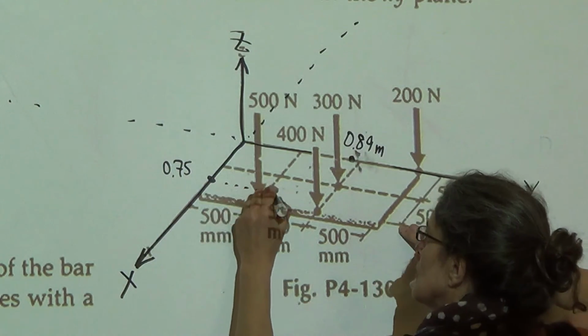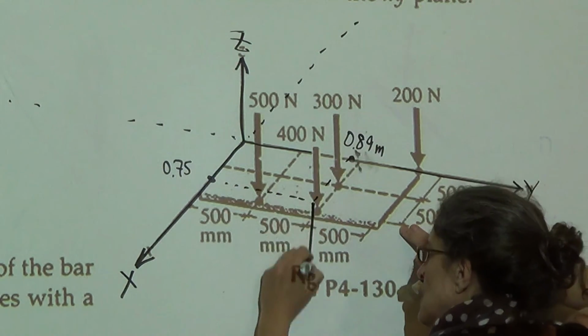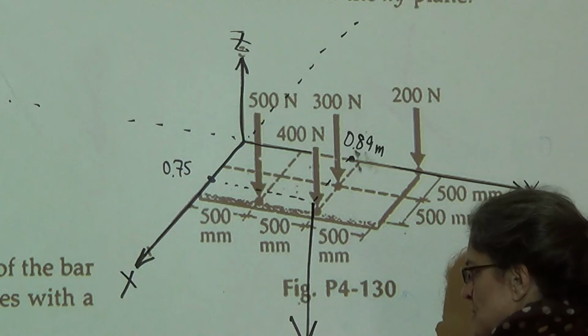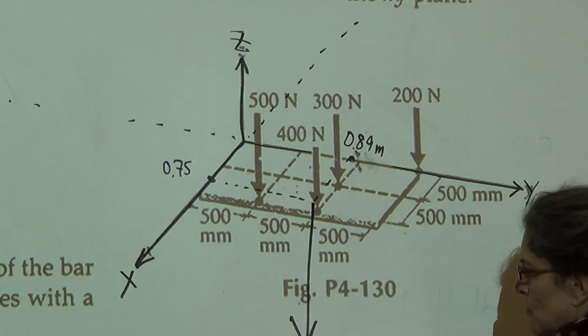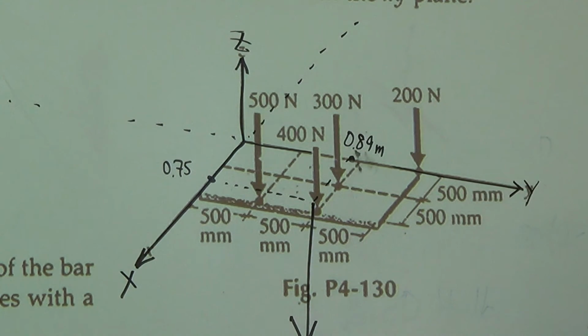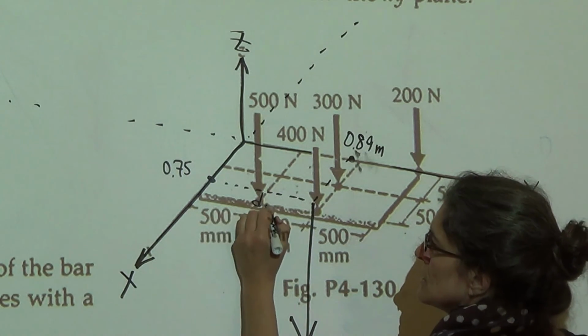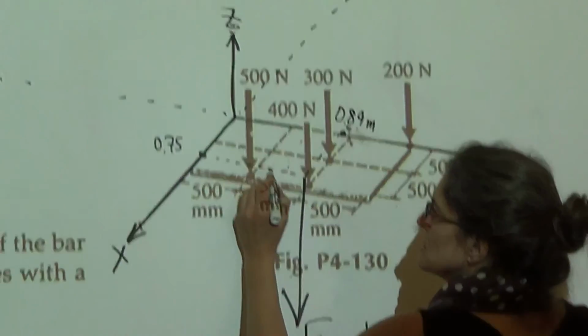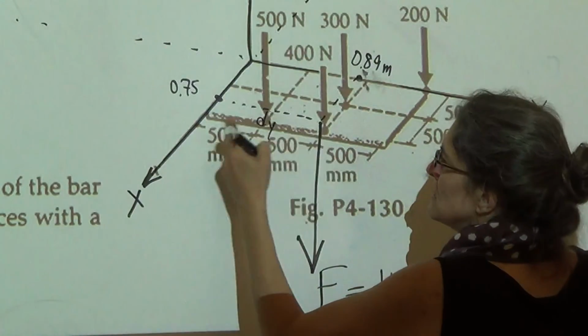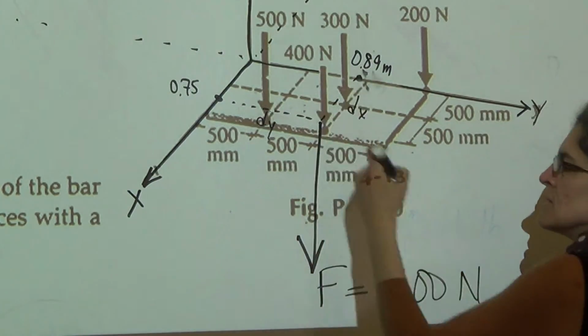0.75. So this is where that resultant force is, which is 1,400 newtons. So here's the perpendicular distance. I'm not going to write perpendicular distance. This represents my dy, the distance in the y, and this represents my distance in the x.